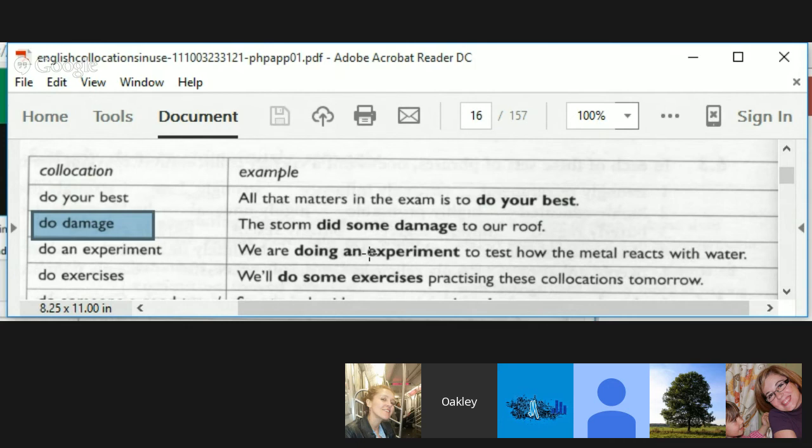We generally use damage not for people, with the exception of the one collocation, brain damage. Other than that, we don't say I damaged my knee, I damaged my elbow playing football. We do not say that. The storm did some damage to our roof. I did some damage to my car in an accident. Fine. I cannot say I did an injury to my knee playing football.